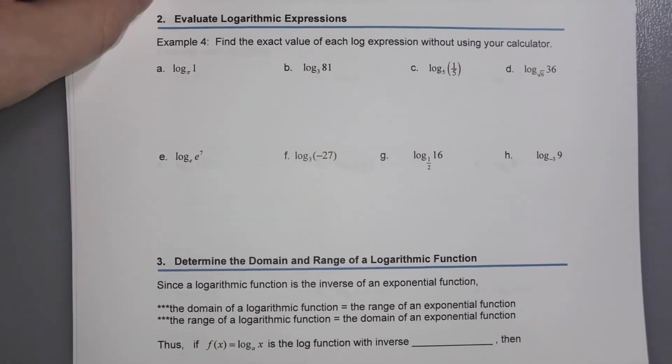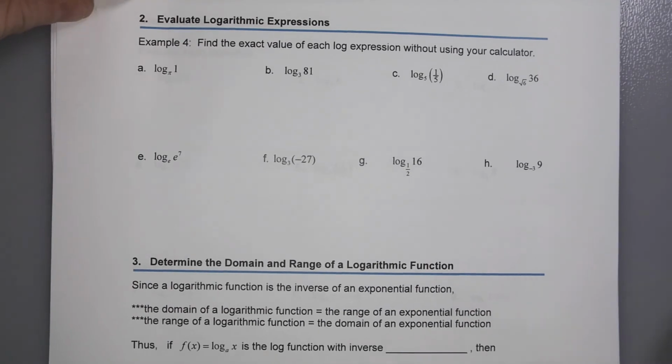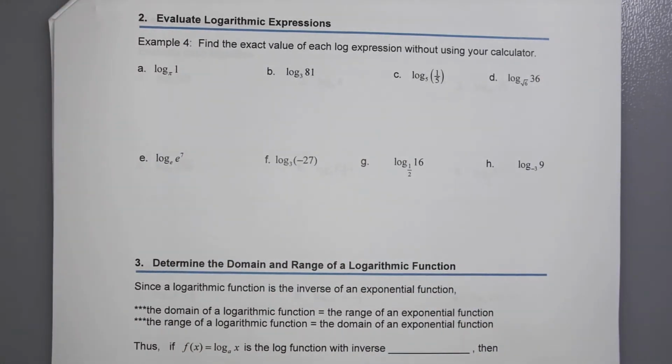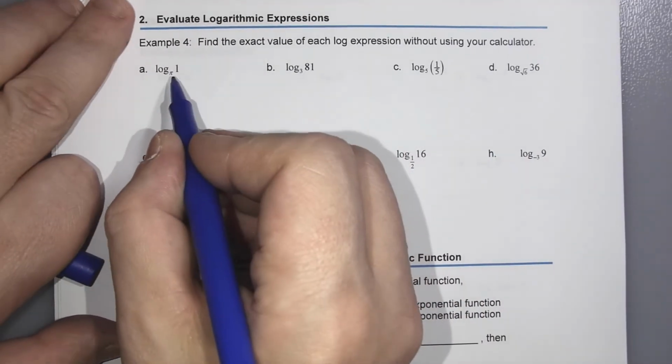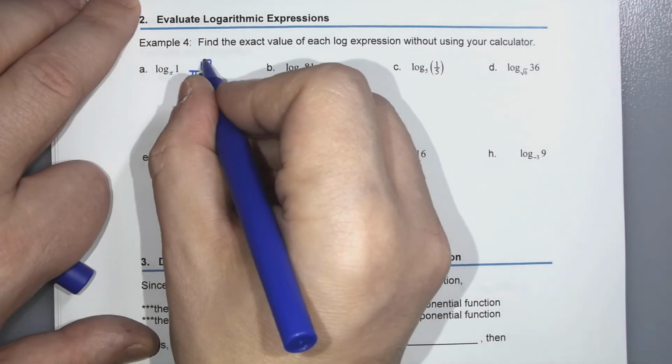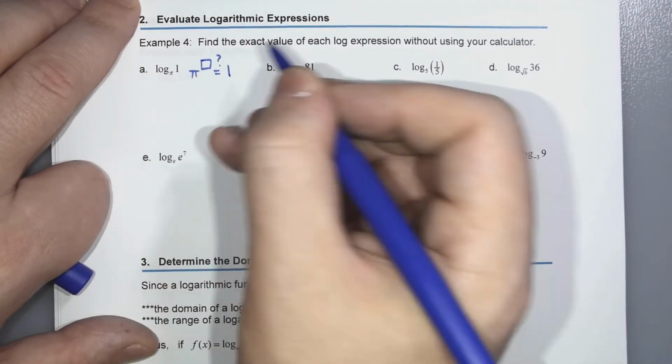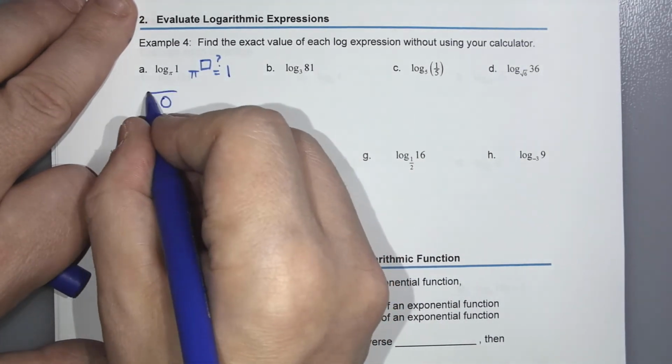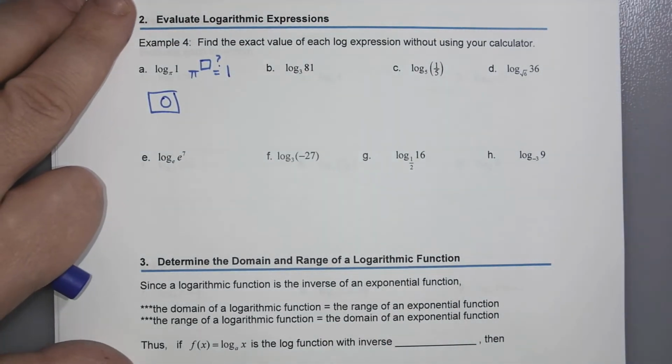Okay, evaluating logarithmic expressions. Find the exact value without using a calculator. Okay. What power do you put on pi that gives you 1? Of course, that is 0. Anything to the power of 0 equals 1.